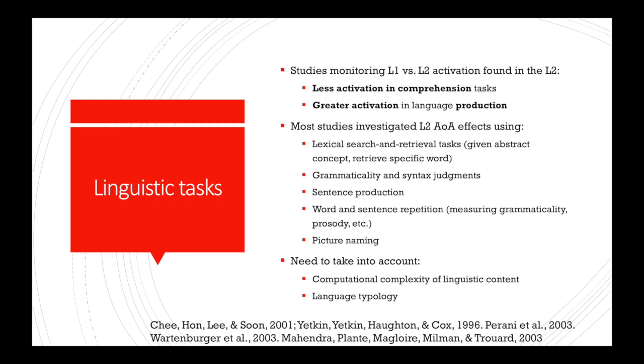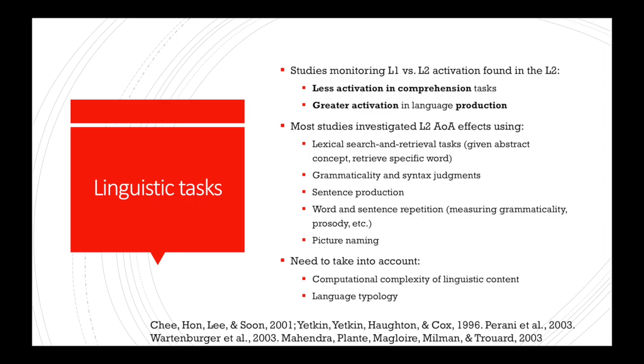And I wanted to mention some of the ways that they were studying age of onset effects. They were using lexical search and retrieval tasks, so given an abstract context or concept, they had to come down to a specific word. Grammatical and syntax judgments, and sentence production, word and sentence repetition. So they were measuring grammaticality as well as prosody. So in French, were you pronouncing that S when you shouldn't be, things like that, and picture naming.